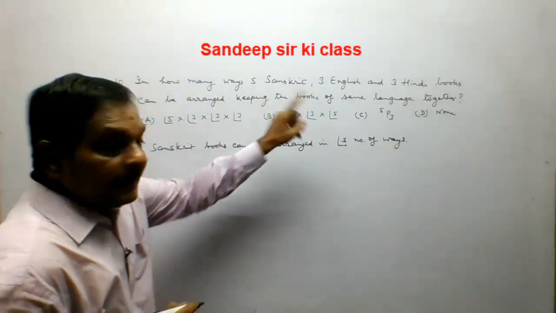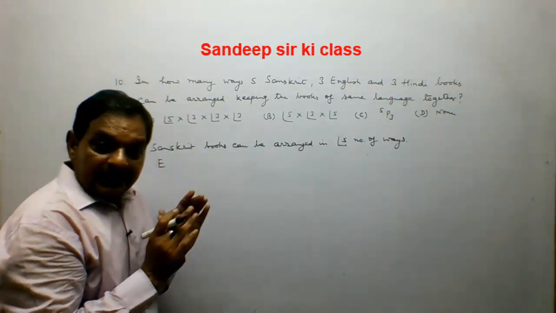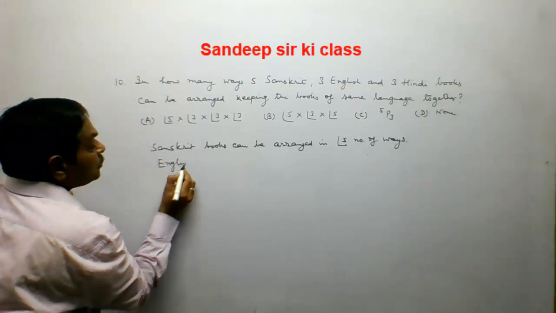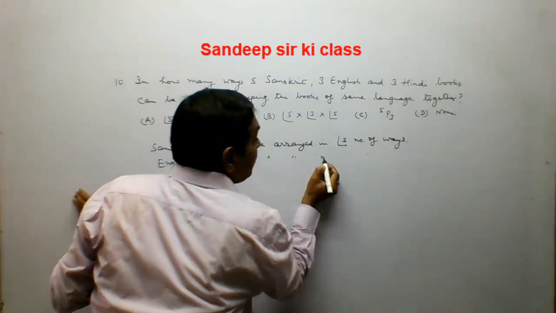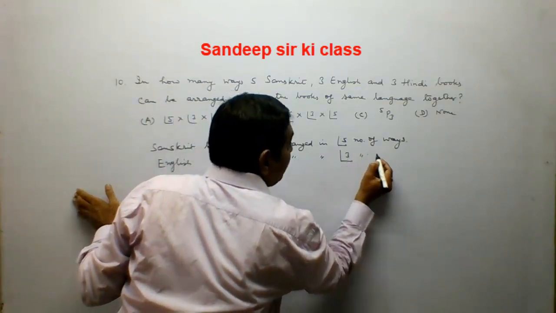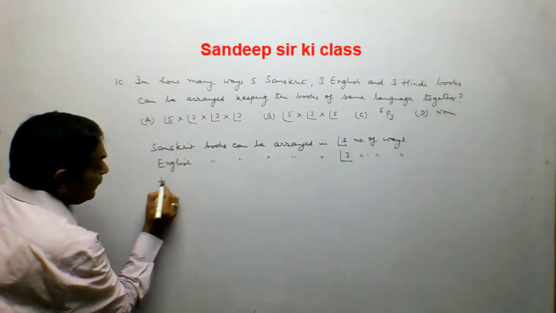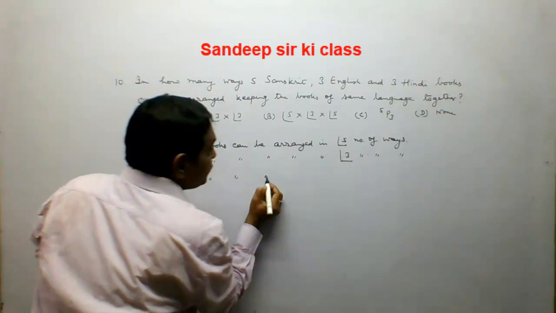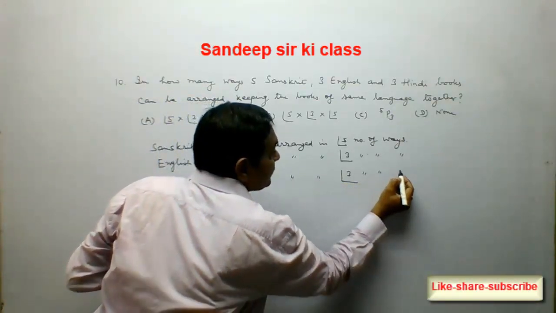Now we have 3 English books. So English books themselves can be arranged in factorial 3 number of ways. We have 3 Hindi books. So Hindi books can be arranged in factorial 3 number of ways.